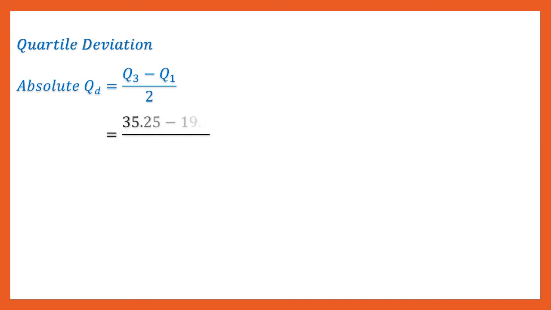Starting with the quartile deviation first, absolute QD is Q3 minus Q1 upon 2. Now Q3 is 35.25 and Q1 is 19.5. So first find the difference and then divide it and then simplify it. So you will get 7.88 mm. So the quartile deviation for your data is 7.88 millimeters. Because it's an absolute measure, we have to show the unit of measurement, millimeters, in the answer.